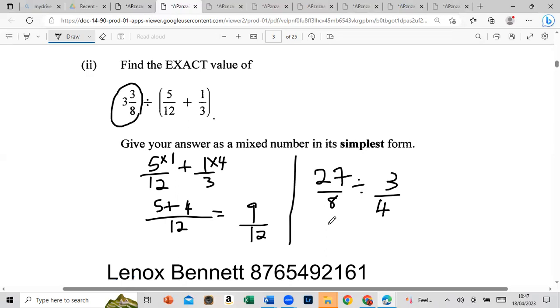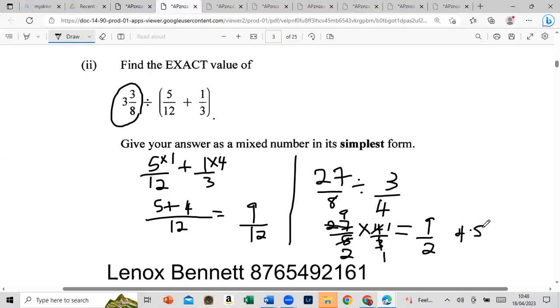Alright, so now we say 27 over 8 times 4 over 3. So we're going to reciprocate, so that's 4 over 3. Big bad number there, guys. Alright, we can say 4 into itself 1, 4 into 8 2, so we're left with 2 right here. 3 into itself 1, 3 9's 27, so that's 9 over 2, which is the same thing as 4 and a half. Or 4.5, whichever you prefer.